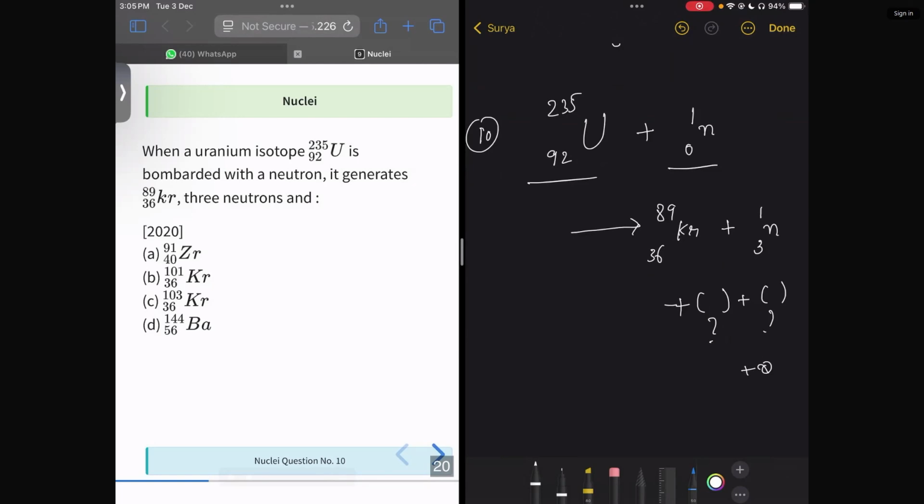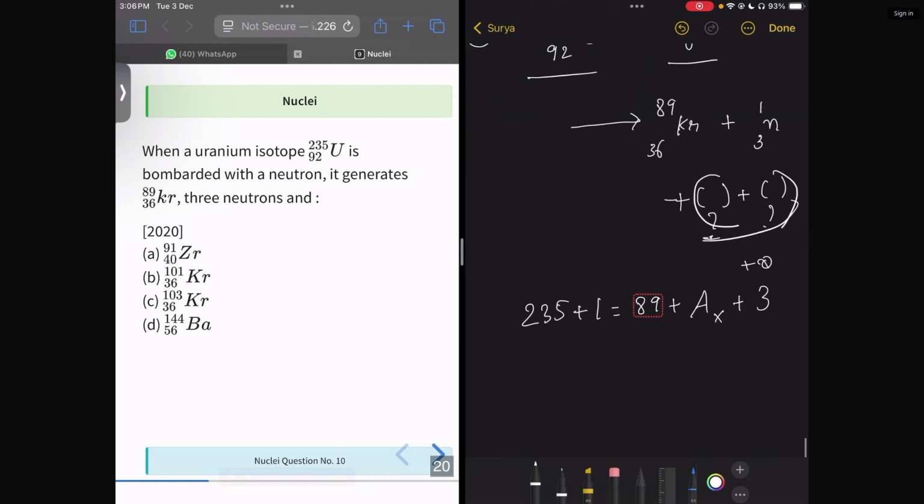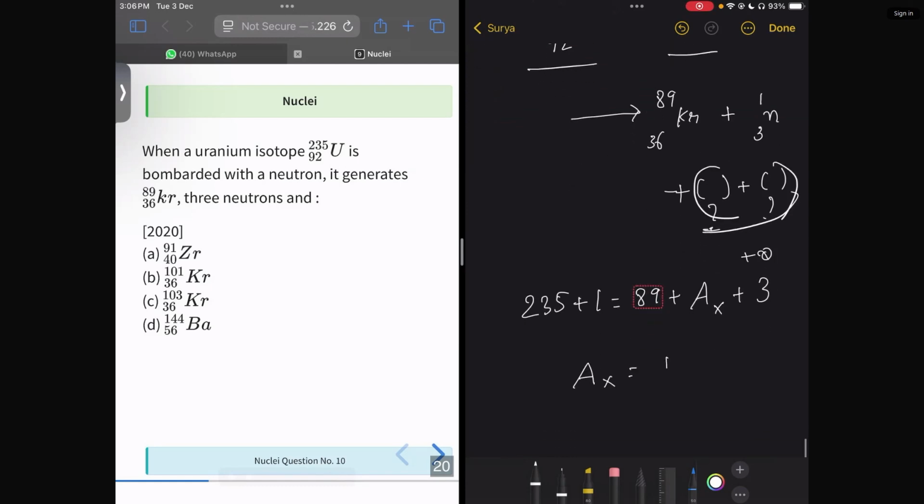What is the mass number of this uranium? So the total mass number of the left side is 235 plus 1, right? Because this one is 1, this is the 235. 235 plus 1 is equal to the right side, which is 89 plus something we don't know. We don't know what it will release, so we will take it as AX plus 3 neutrons. So AX we will solve. It will come as 144.